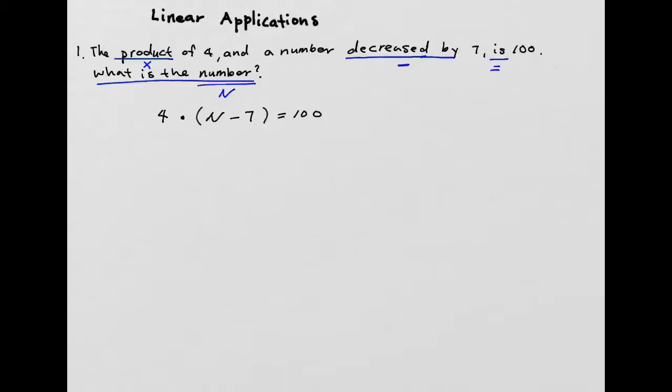And now what we need to do is solve for n. So we're going to distribute 4. We get 4n minus 28 equals 100. Once you open the parentheses, now you want to isolate the variable. It means you're going to add 28 on each side. You get 4n equals 128. And then you're going to divide both sides by 4 to have n by itself. And 128 divided by 4, you get 32. So the number that you're looking for in this problem is 32.